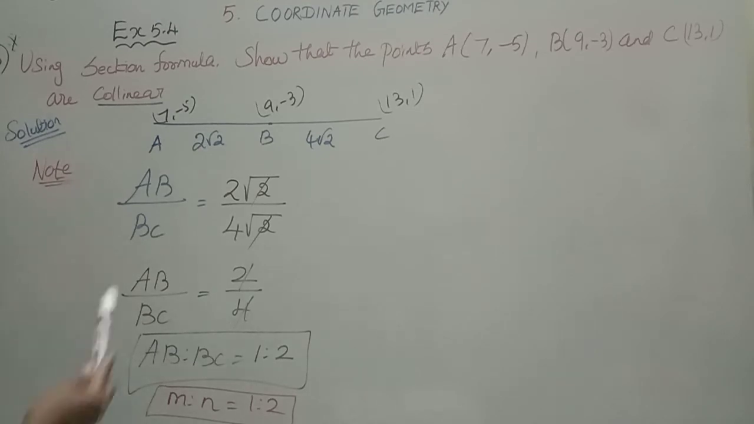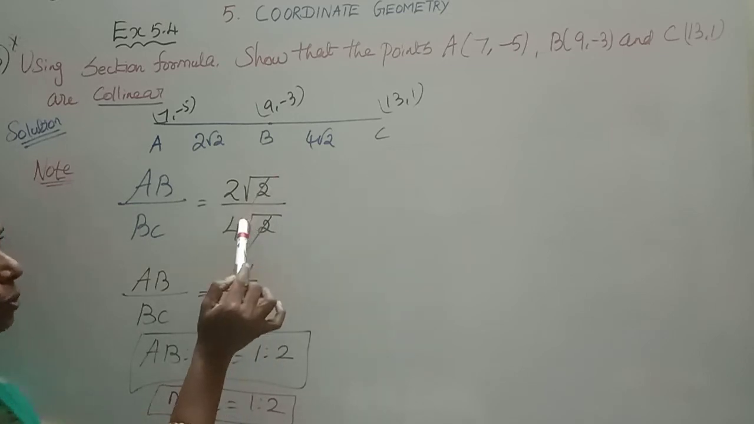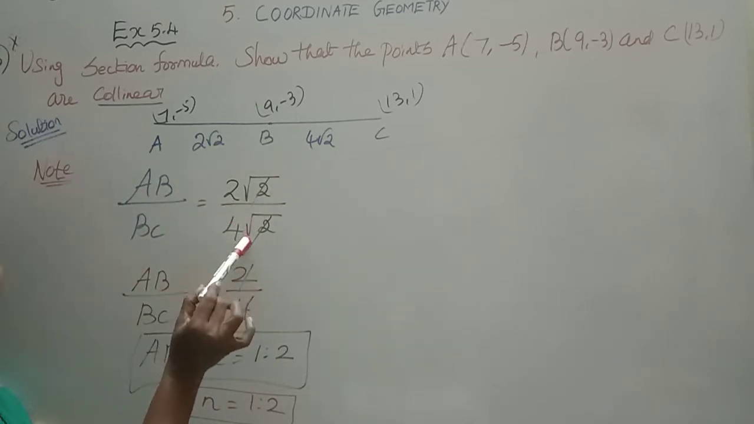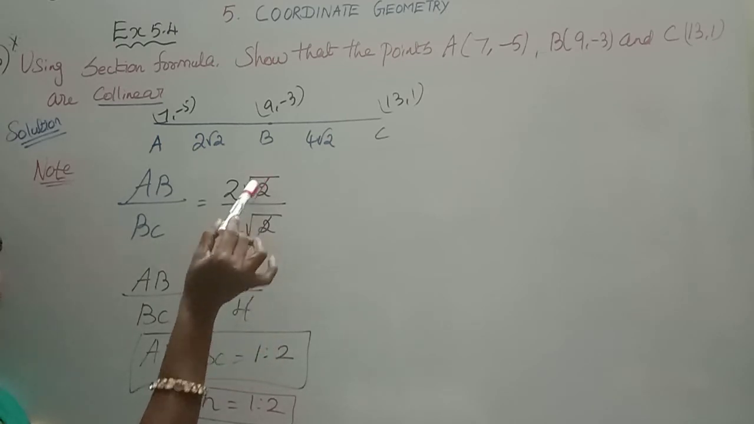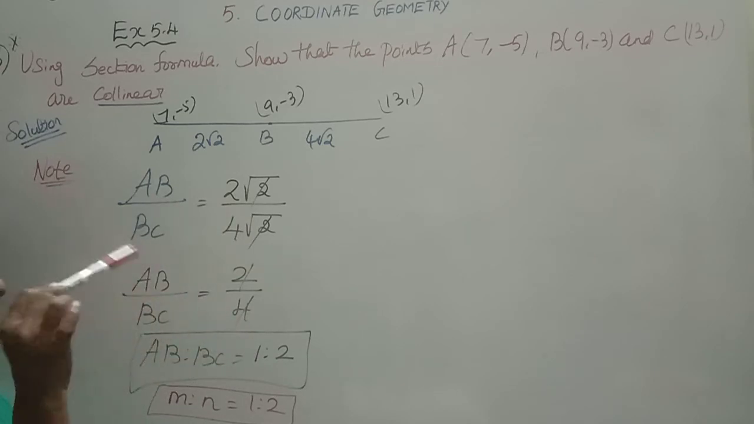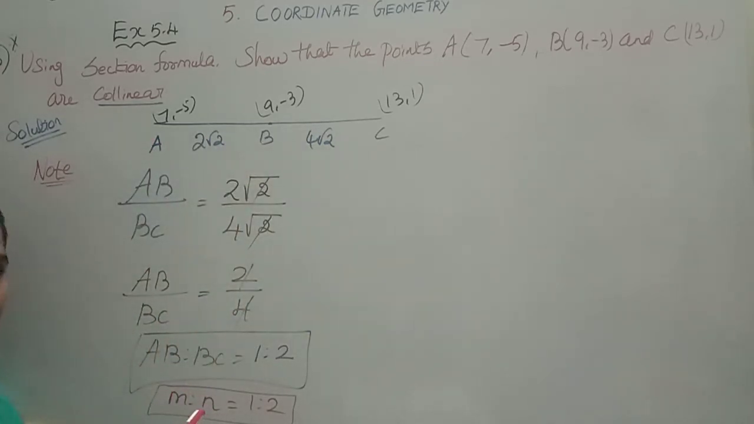Next, now I got the distance of AB as 2 root 2, BC as 4 root 2. Now write in ratio. AB is to BC equal to 2 root 2 by 4 root 2. So root 2 getting cancelled. 2 by 4 means I am getting 1 is to 2. AB is to BC means a dividing ratio. I am going to take this 1 is to 2. M is to N as 1 is to 2. Now we are going to check is it dividing in the ratio 1 is to 2.